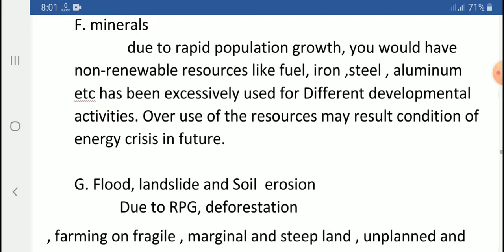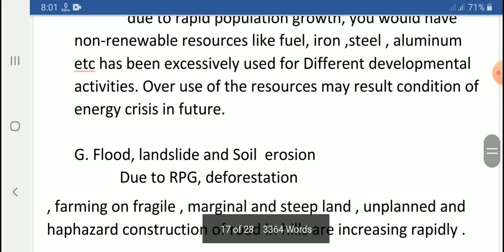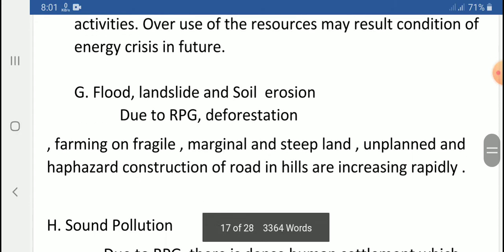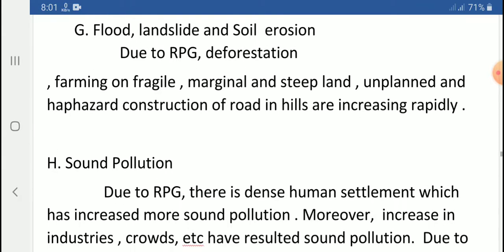So we have to give emphasis on reuse and recycle of these non-renewable resources. Flood, landslide, and soil erosion are also increasing because of rapid population growth. About this we have already discussed. So there is deforestation, farming on fragile, marginal, and steep land, unplanned and haphazard construction of roads in hills, they are increasing rapidly, and that is causing flood, landslide, and soil erosion in the hills and mountains, and that is causing flood in the Tarai region.